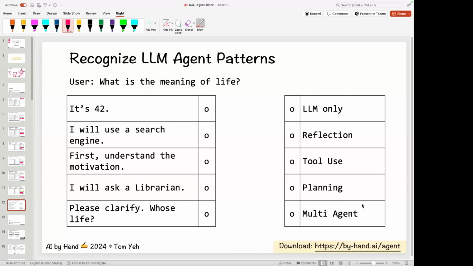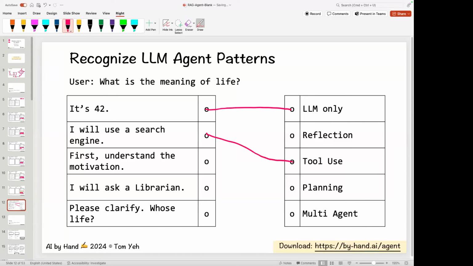So if the user asks this question, what is the meaning of life? If it just answered 42, from the Hitchhiker's Guide to the Galaxy, then this is a large language model only. It just answers. It doesn't think harder than just answering. And if the large language model, or agent, says something like, I will use a search engine instead of answering this, what's the meaning of life? So this is a tool use pattern.